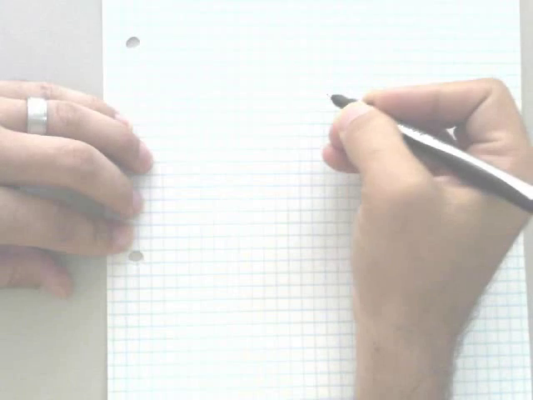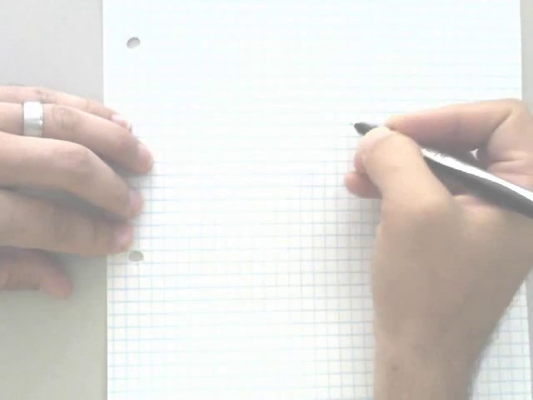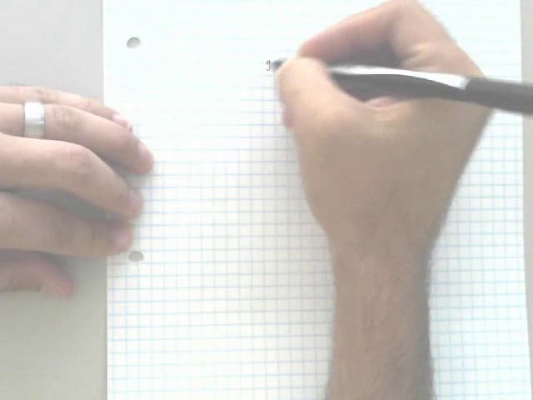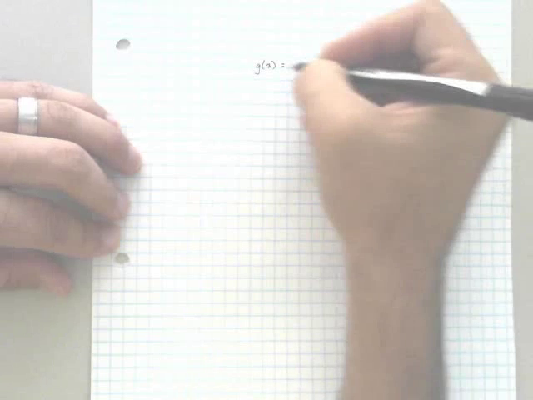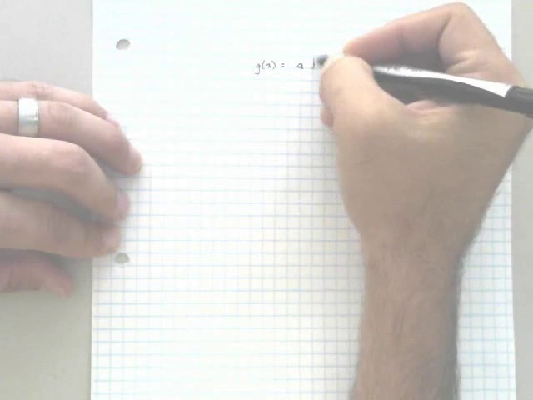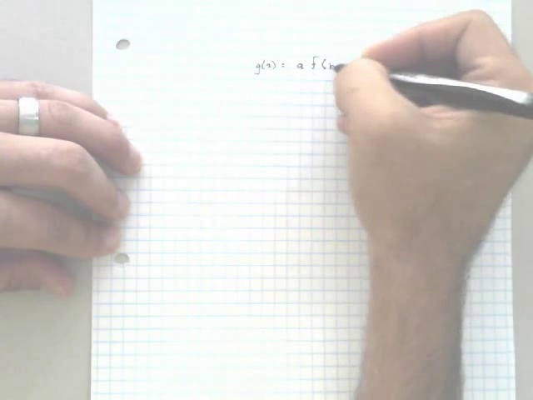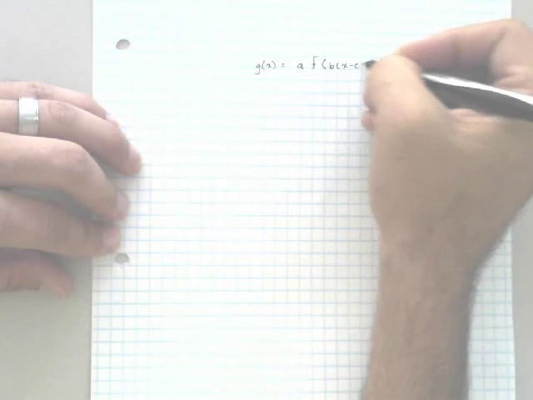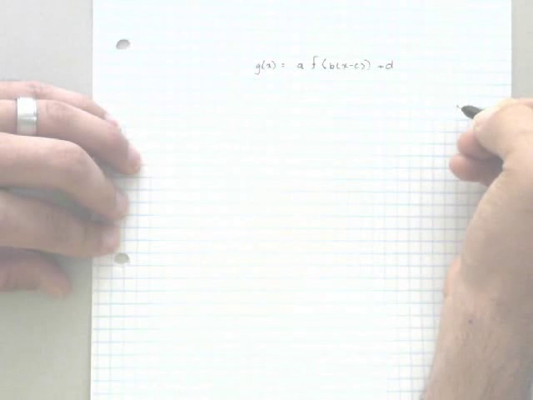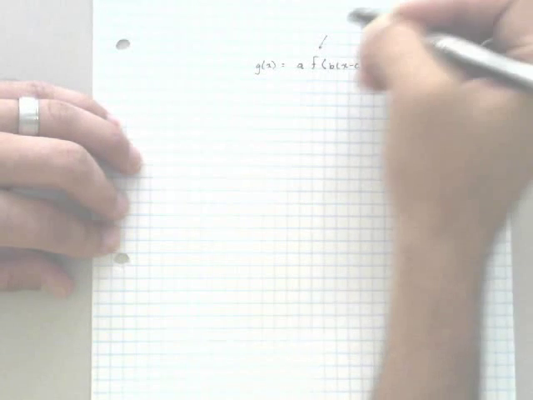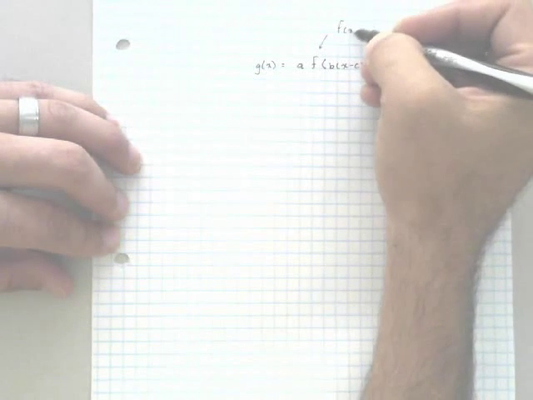Okay, so now we want to take a look at some vertical and horizontal stretching and compressing, some reflections. And again, we're going to go back to this model. We have g of x equal to a times some f of b times x minus c plus d, where g of x is my child and f of x is my parent function.